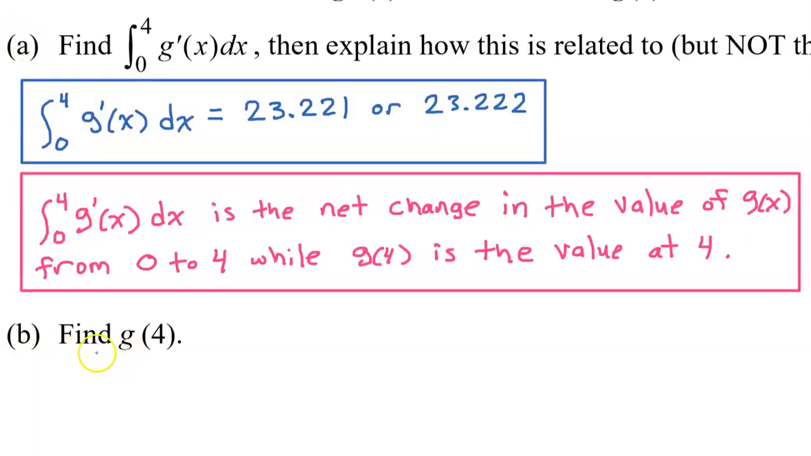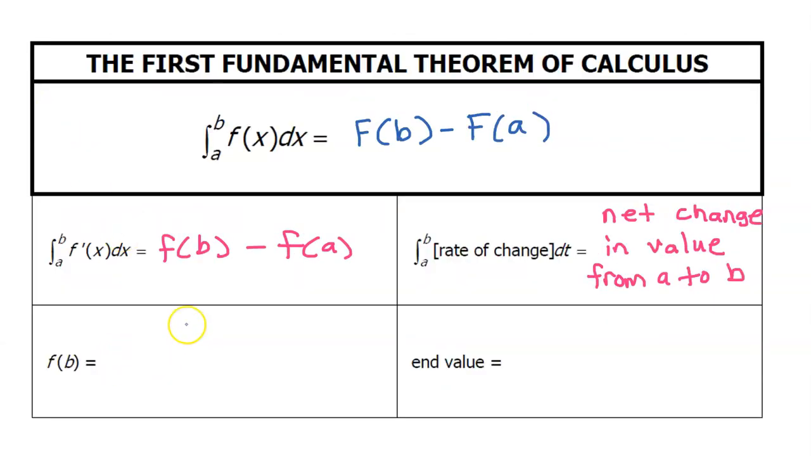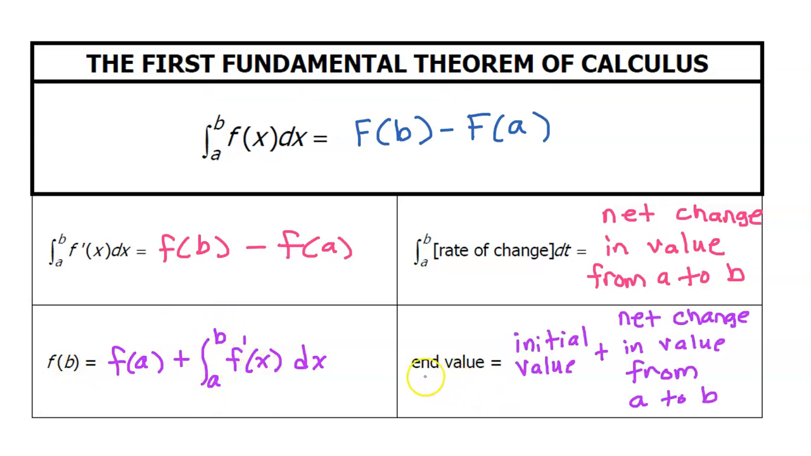For part B, we need to find the value of g at 4. We can use the first fundamental theorem of calculus to do this, but let's rewrite this a little bit. If we add f at a to both sides of the equation to get f at b by itself, we get f at b equals f at a plus the integral of f prime from a to b. In other words, the end value equals the initial value plus the net change in value from a to b.